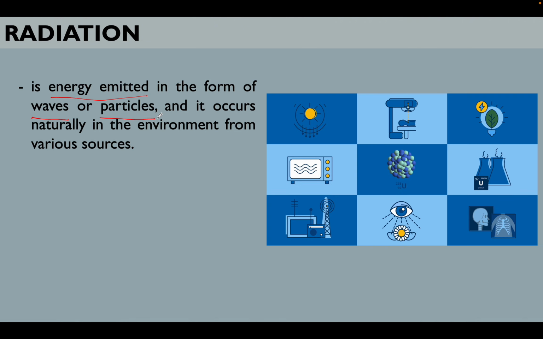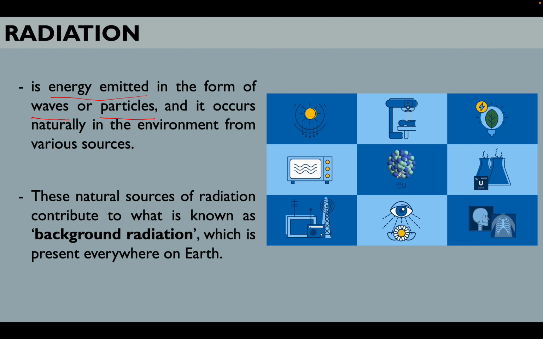So we have here on this figure, actually not all of this occur naturally. Some of this are man-made. But we have these natural sources of radiation. So these natural sources of radiation contribute to what is known as the background radiation, which is present everywhere on Earth. So now understanding these sources is very important for assessing their impact on also the human health and the environment.